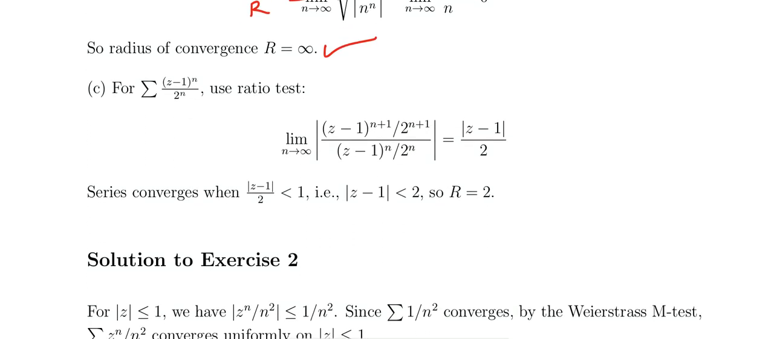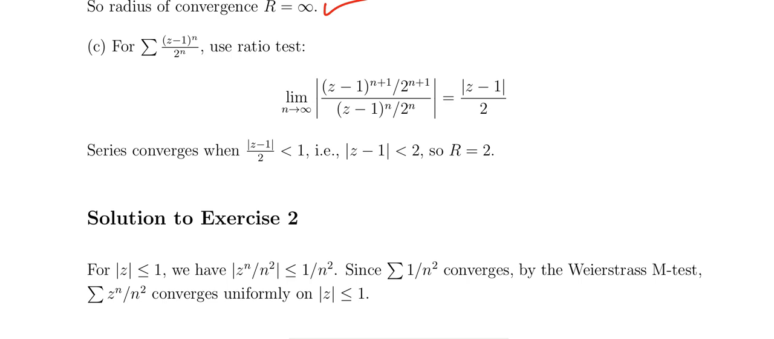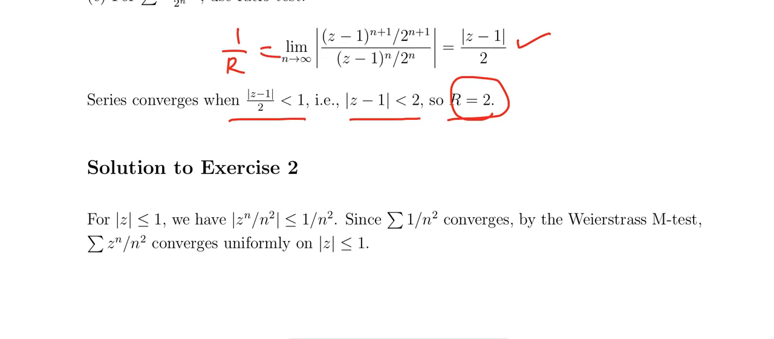Now for 1 by 2 power n, the ratio test, this is equal to 1 by r equal to limit n tends to infinity of z minus 1 whole power n plus 1 over 2 power n plus 1. When you simplify it, mod of z minus 1 divided by 2. So the series converges when this is less than 1, that is mod of z minus 1 less than 2, the series converges. So the radius of convergence is 2.